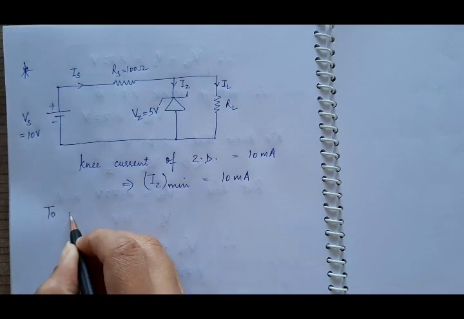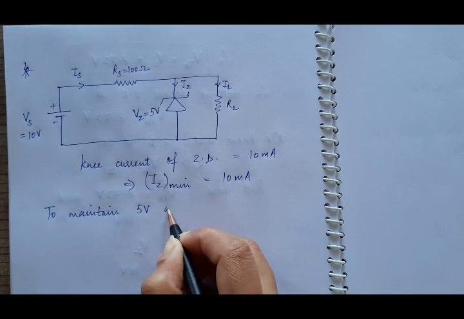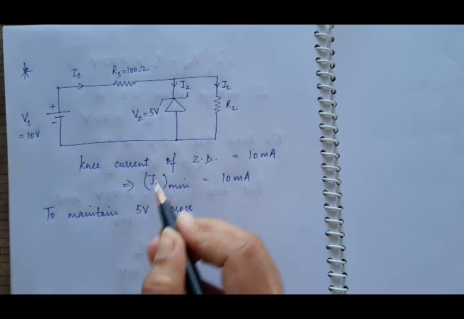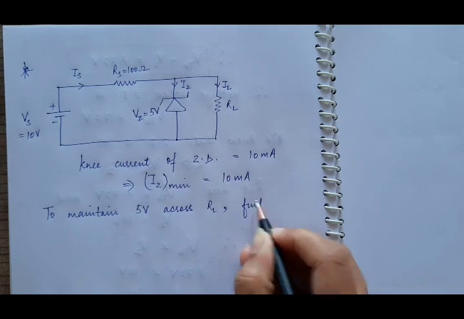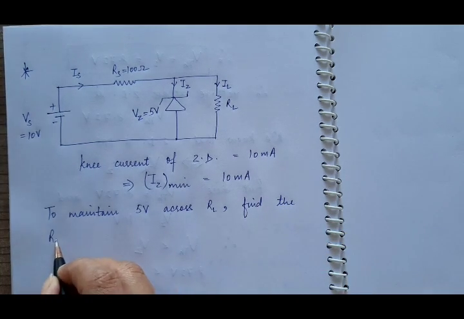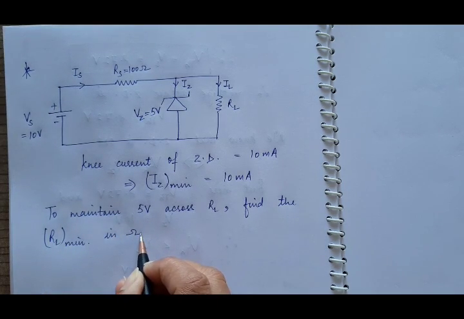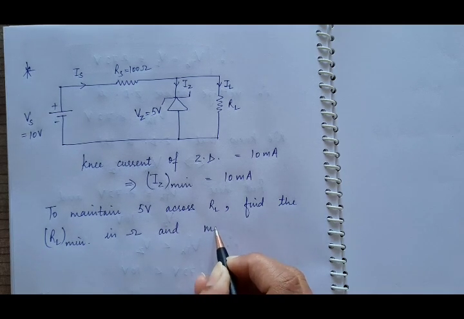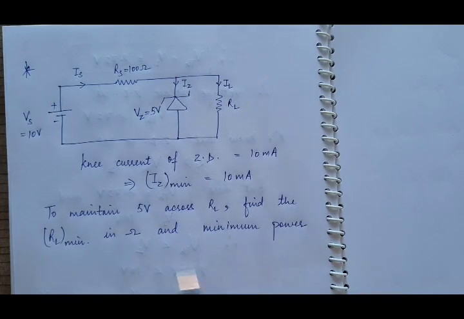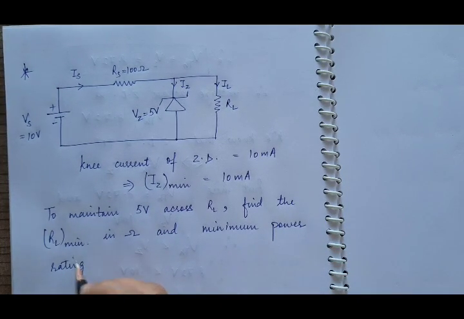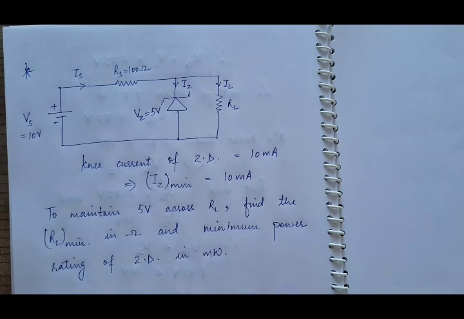Then the question is, to maintain 5 volts across this, which is the Zener voltage, and to maintain the same 5 volts across this RL, find the minimum value of RL in ohms and the minimum power rating of the Zener diode in milliwatts, such that the Zener diode remains on.